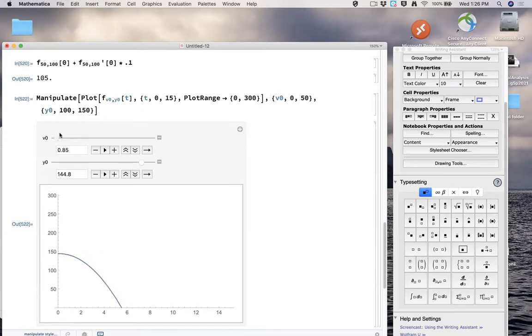For any given initial velocity between 0 and 50 at least, and any initial height between 100 and 150, I can estimate the time when it's going to hit the ground. So for example, V0 is 19.15 and Y0 is 150. I see it's going to hit the ground close to time equals 8. If I change V0 to be 36.9, it looks like the time when it's going to hit the ground has gone up to about 10.5. I can solve infinitely many problems at once. There's much, much more I can do as well.